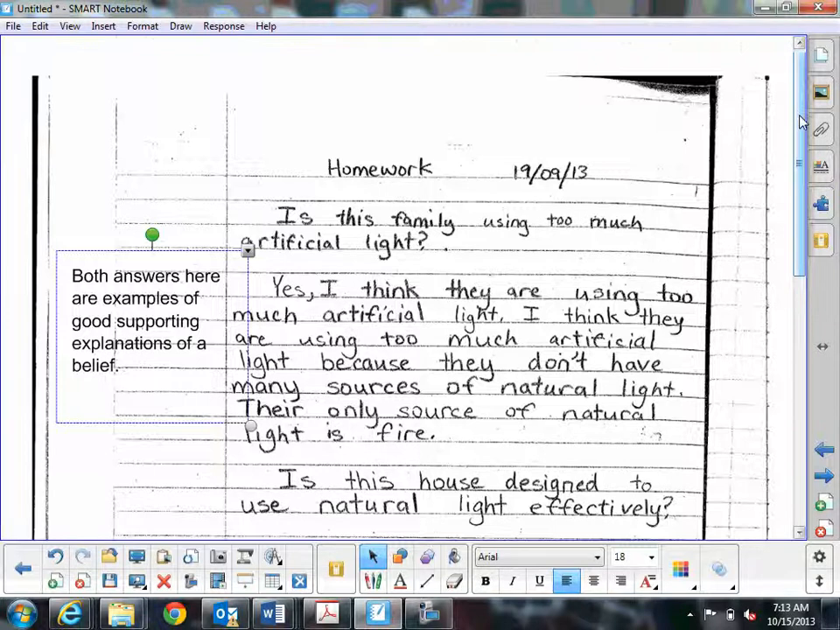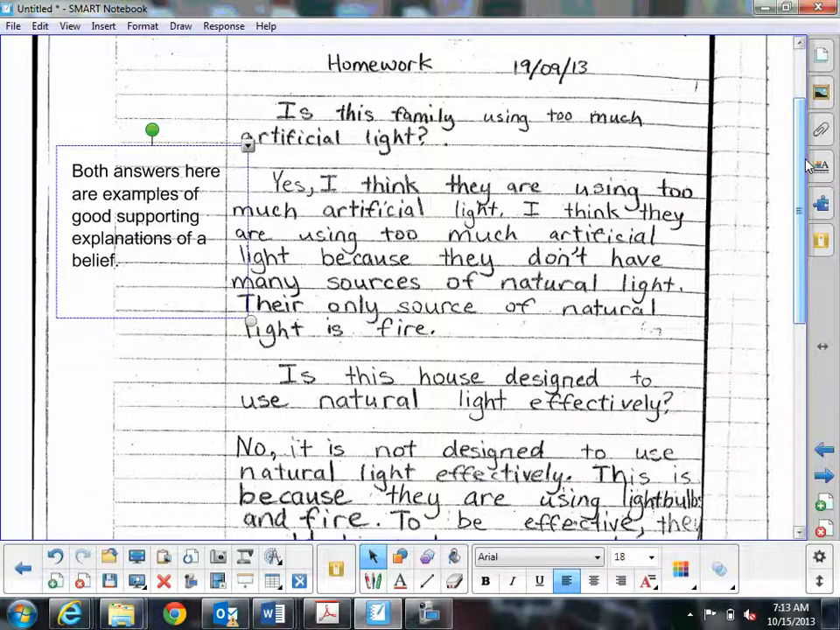Again, this was an extension to that work on artificial and natural light. Why I bring this to your attention is not because these are the correct answers. There could be multiple answers to questions like this. However, on assessments in all subjects, and especially science, these are great examples of supporting explanations of a belief. So the student here has decided one way or another. Yes, I think they are using too much artificial light, but more importantly, they've backed up their belief with a reasoning that shows a logical thought process.